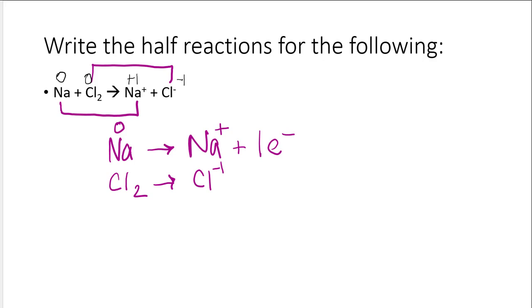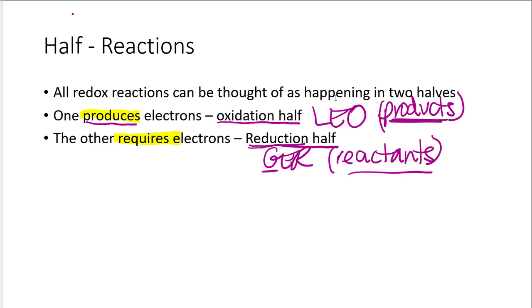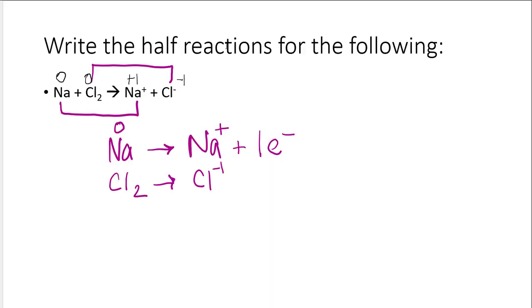So both sides now have the same charge. Going from Na with a 0 charge to Na plus, it has lost 1 electron. So again, we know that if I'm losing an electron, that's oxidation. Oxidation is losing an electron. That means it is producing electrons.